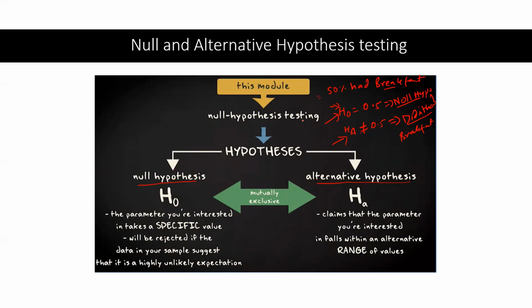Here in this example, the null hypothesis will be H naught equals 0.5, meaning 50% had breakfast. The alternative hypothesis will be not equal to 0.5, meaning the proportion is not 50%. The null hypothesis and alternative hypothesis are always mutually exclusive. That means they are not dependent on each other.